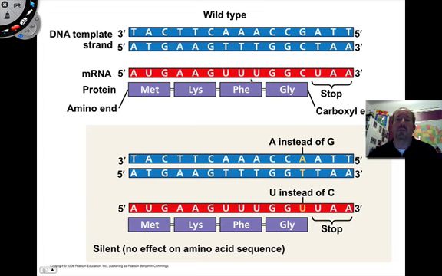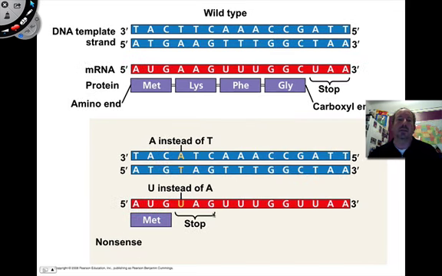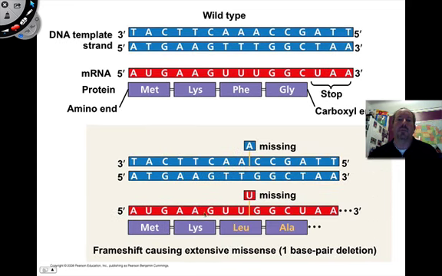I'm sorry, the wild type is correct. And this is just showing the silent mutation can have the same amino acid because of the redundancy. This shows missense, the wrong amino acid, and the hemoglobin was an example of missense. And then nonsense is a premature stop codon. And then here's another example of the frame shift where you add something or you remove something.